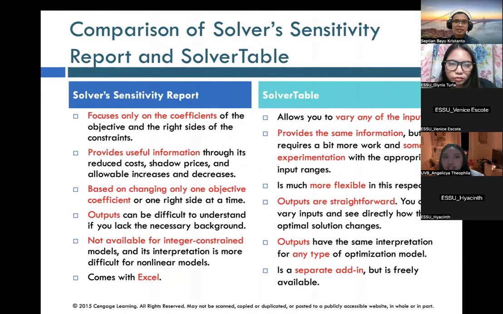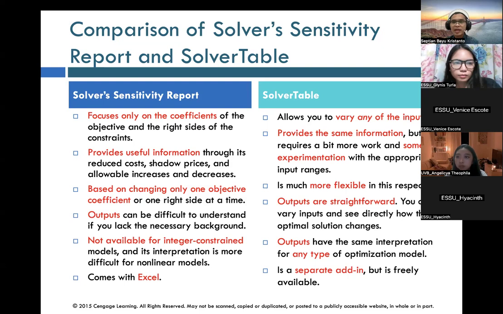This is the comparison between the sensitivity report and the solver tables. If we have the sensitivity report, it only focuses on the coefficients. The coefficients can be compared to the other variables. Which one is very efficient? Which one is very useful for our analysis? Another advantage of the sensitivity report is the usefulness of information. It could change between the variables.